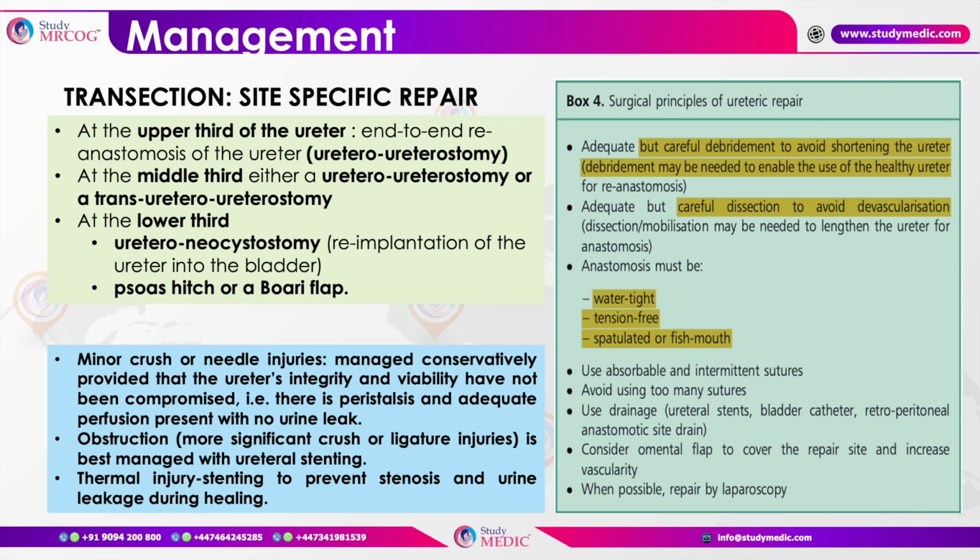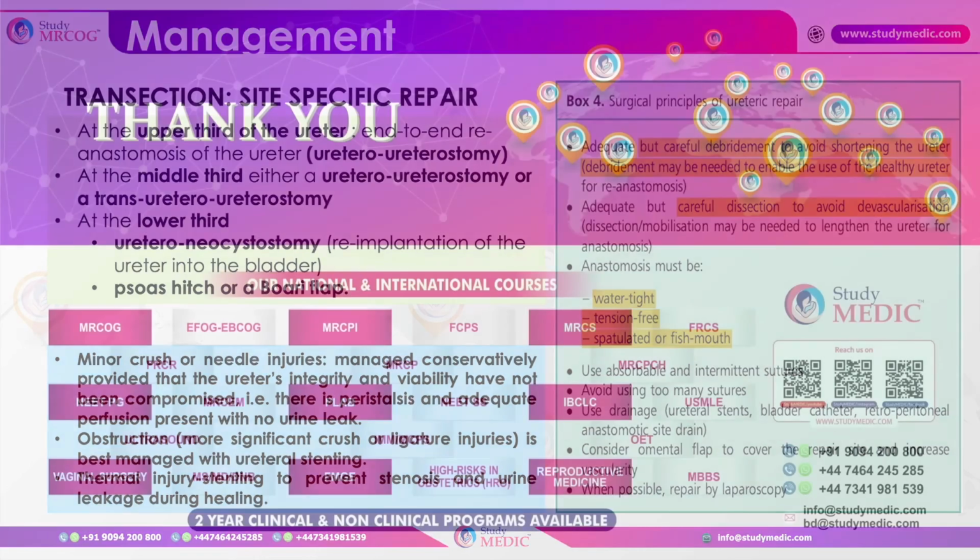What are the principles of ureteric repair? Ideally, the repair should be adequate, but careful debridement should be done to make sure that you're not shortening the ureter. You should try to preserve as much healthy ureter as possible. Careful dissection should be done to avoid devascularization, and the anastomosis should be watertight, tension-free, and spatulated.